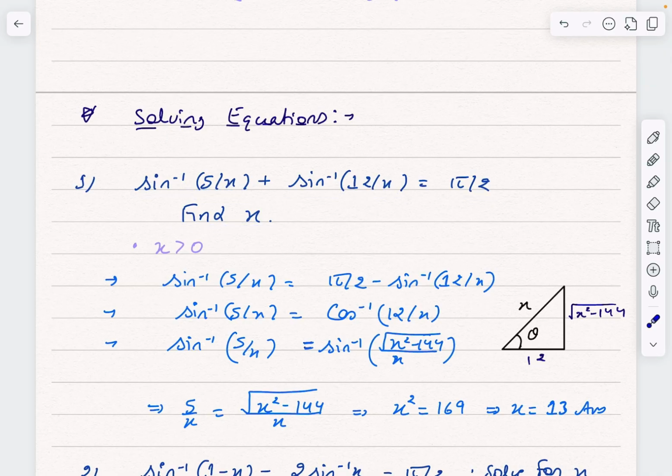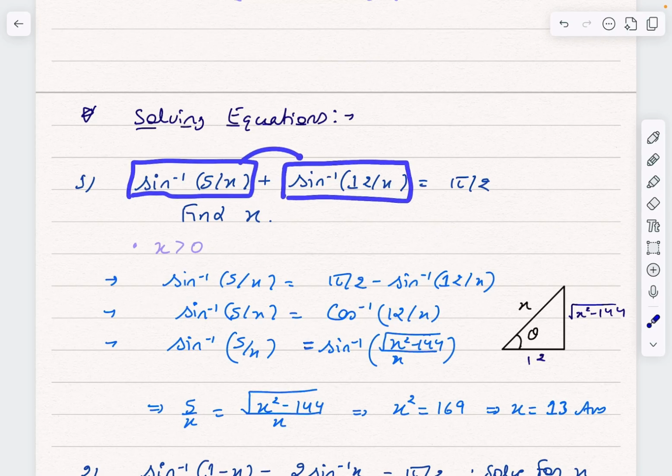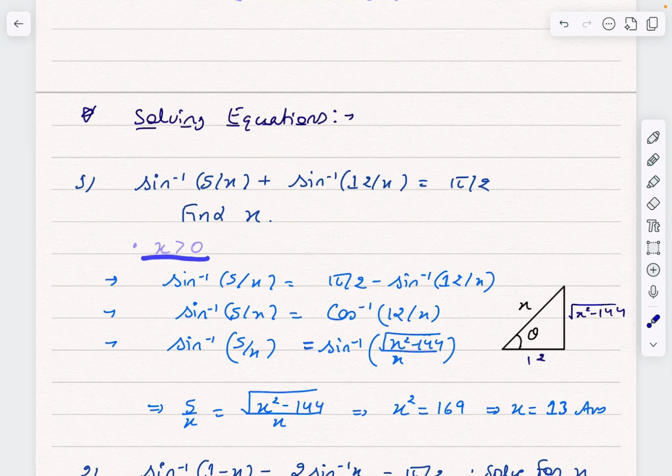Now, first of all, you can see that x has to be positive only. Why? Because if x were negative, this thing would be negative, this thing would be negative, and the sum of two negatives cannot be plus pi by 2. So x has to be positive, only then both the terms will be positive. So sine inverse 5 over x we can write as pi by 2 minus sine inverse 12 by x, which will become cos inverse 12 by x.